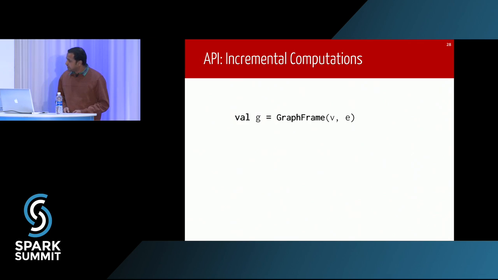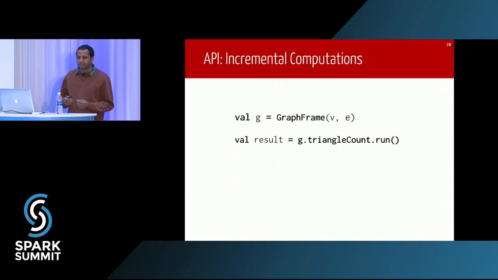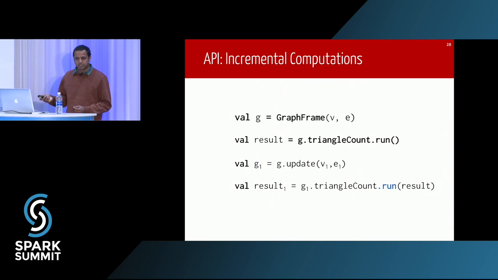To do incremental computations, we expanded all the existing graph algorithms in GraphX and GraphFrames. For example, here we have a graph created from the vertex and edge DataFrames, and you have run a computation. For instance, here you are running triangle count, and when you want to update the graph, you could just call update on the graph and then rerun the computation by passing in the old result that you have, and it will use our optimizations that I talked about and not do any redundant computations.